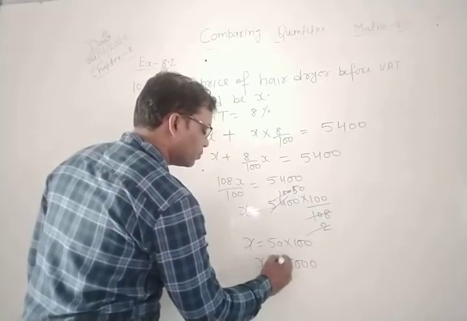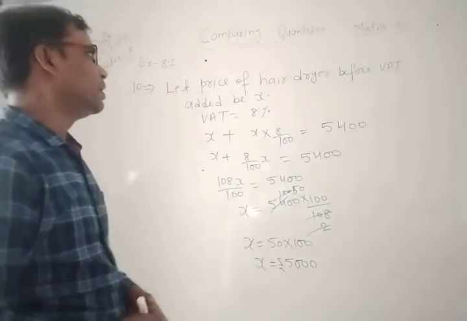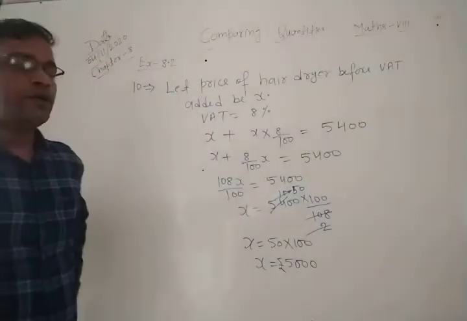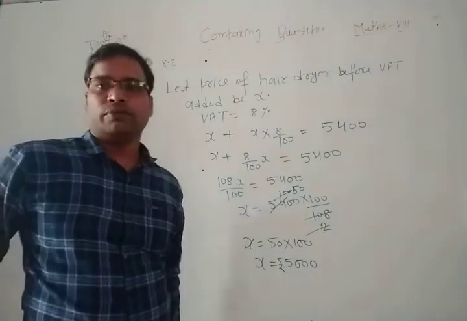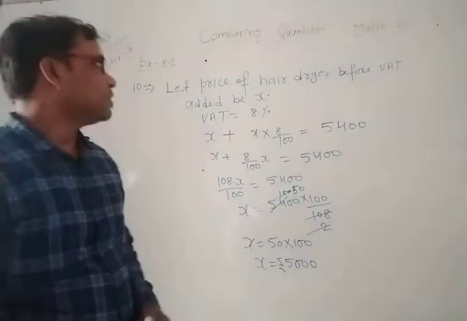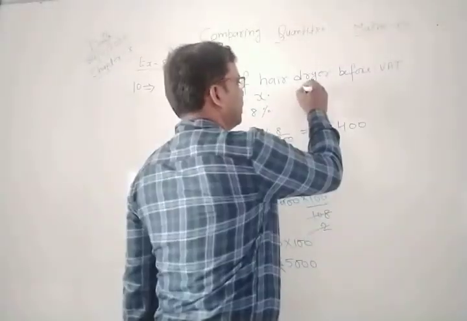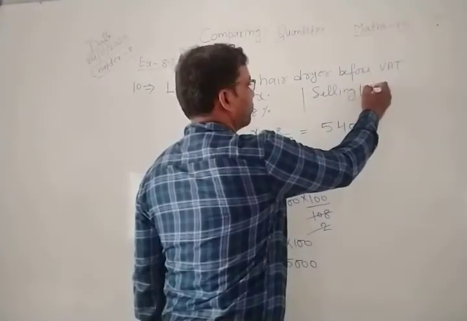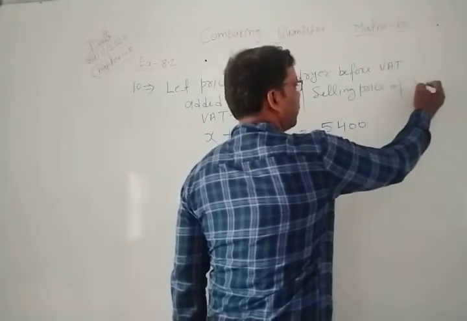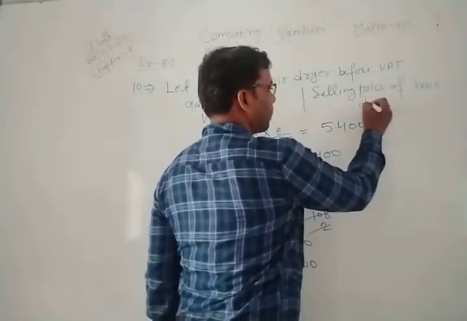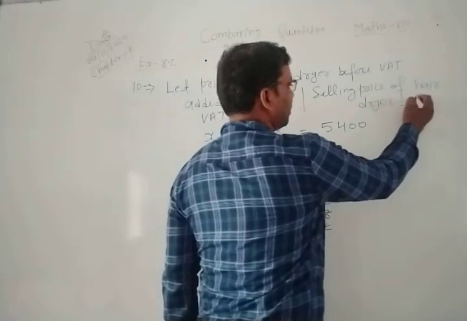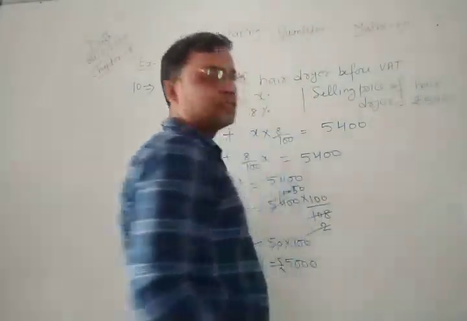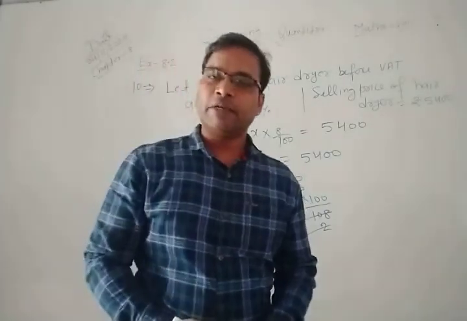Okay. So in this way you can see we find the price of hair dryer before VAT added is 5000 rupees. The selling price of hair dryer is given here as 5400 rupees. In this amount VAT is also included, 8% VAT is included.